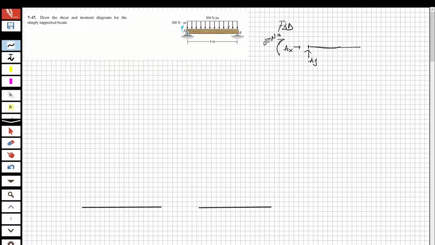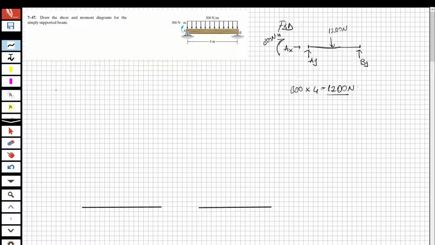And I have a 300 Newton per meter distributed load, so 300 multiplied by 4 gives 1200 Newton as the point load, because I have to convert it to a point load. And I have a roller at B. At a roller, I just have a vertical force, and this is By. Now this is the free body diagram of the beam.